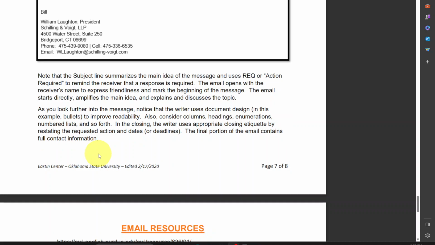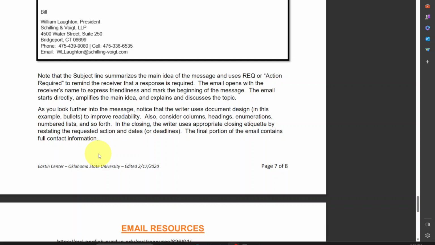Note that the subject line summarizes the main idea of the message and uses REQ, or action required, to remind the receiver that a response is required. The email opens with the receiver's name to express friendliness and mark the beginning of the message. The email starts directly, amplifies the main idea, and explains and discusses the topic.